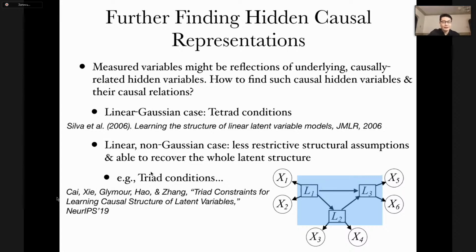For instance, if you make use of the triad condition given in this paper, in this case, you can recover not only this structure, but also the causal structure, including directions for the latent variables. So you can recover not only where the latent variables are, but also how the latent variables are causally related, uniquely. Of course, here we are considering linear models. And so far, I don't think there's any kind of convincing work on how to discover the hidden variables and their causal relations in nonlinear cases. This problem is very important, but you have to do the work.